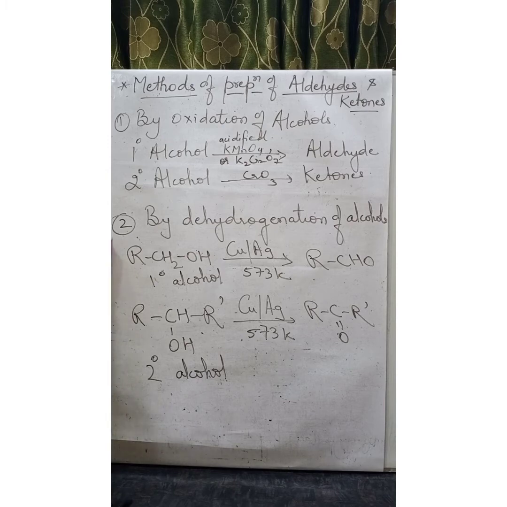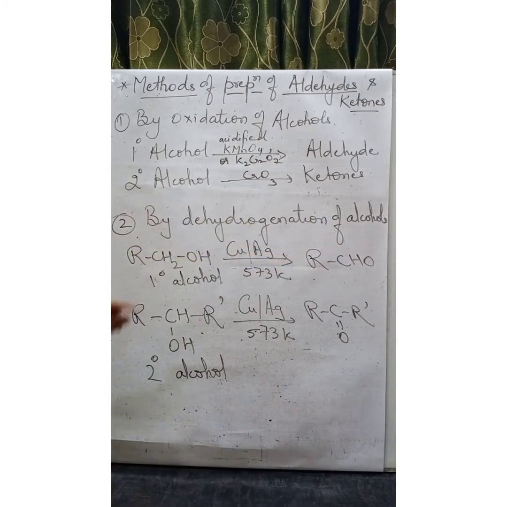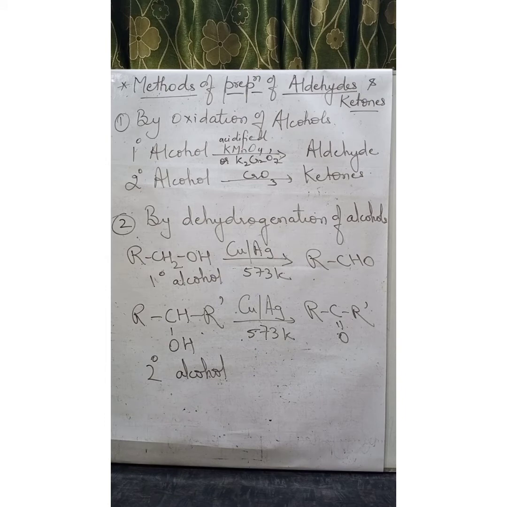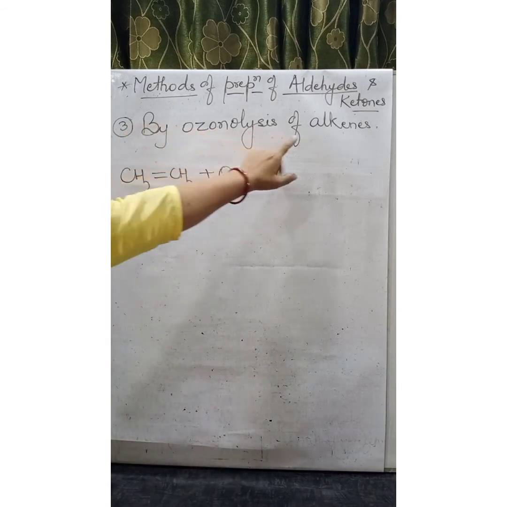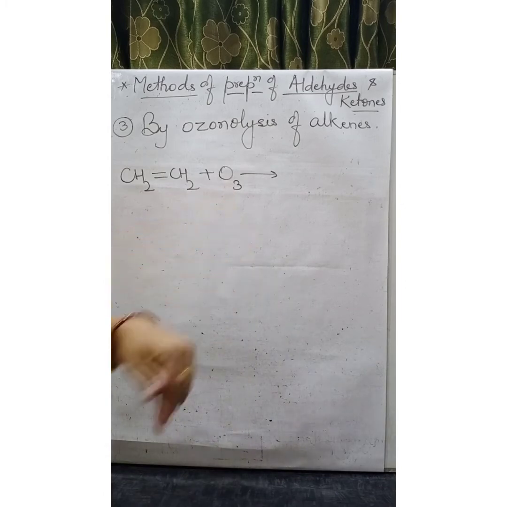The next method is by dehydrogenation of alcohols. In presence of copper or silver metal at 573 Kelvin temperature, 1 degree alcohol gives aldehyde whereas 2 degree alcohol gives ketones. The third method is by ozonolysis of alkenes. That means on an alkene, ozone is added.